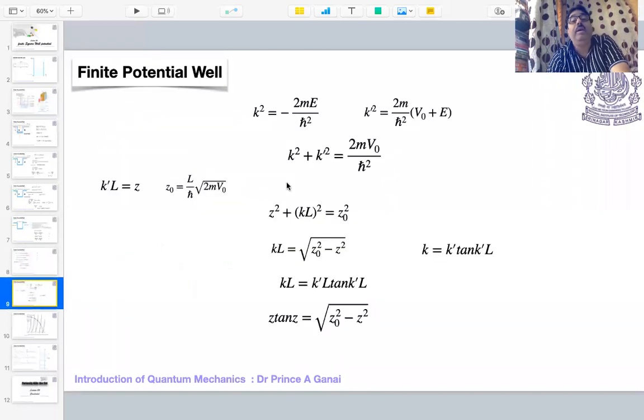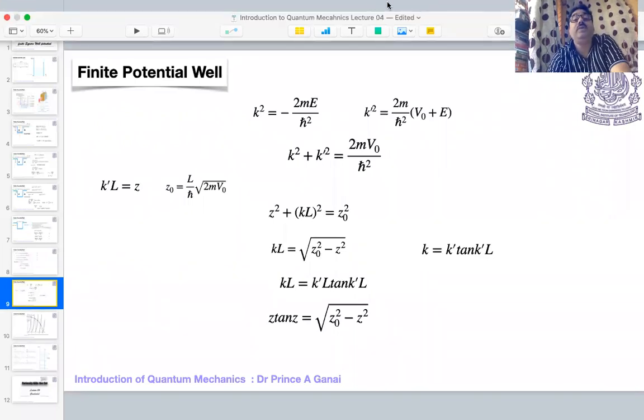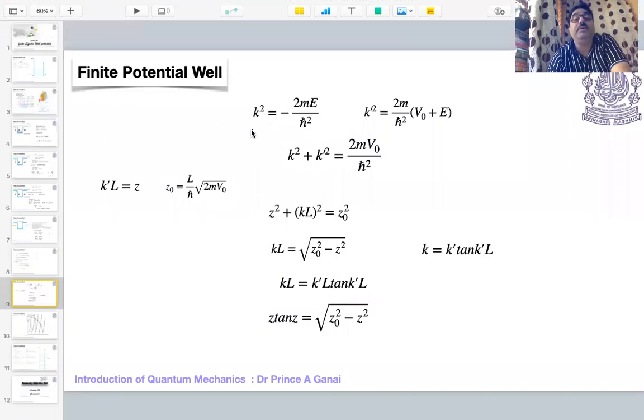Okay, now since we have K square, we explained it in detail. K square we already set equal to minus twice mE by h bar square, and K prime square we set to twice m (V naught plus E) by h bar square. And K is positive, keep that in mind. So K square plus K prime square is twice m V naught by h bar square, fine.